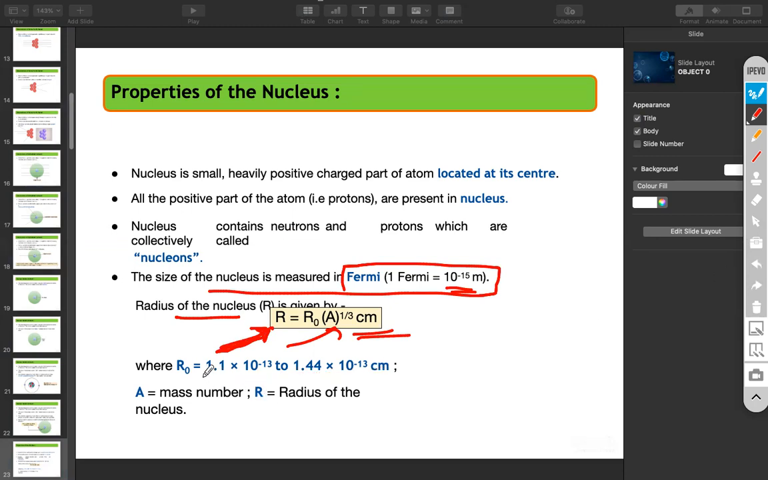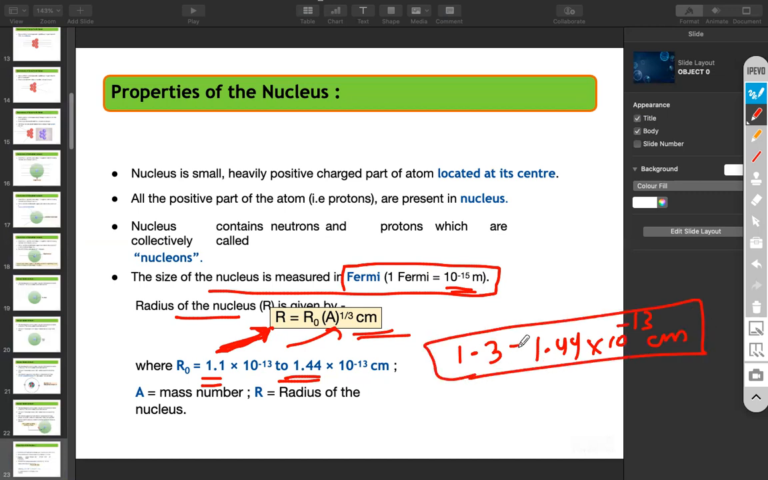Truly speaking, they have written this as a little wide range. You can write like this also, 1.3 to 1.44. This is a little narrower range, 1.32 to 1.44 into 10 power minus 13 centimeter. What is this range about? This range is nothing but the R naught value. R naught is a constant.